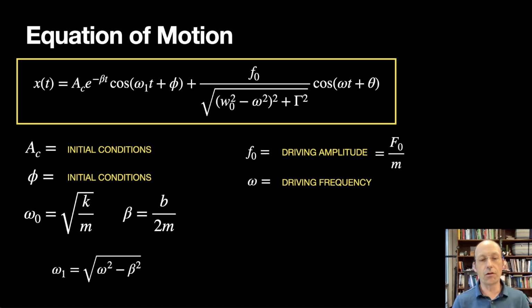I did it again. It should be omega 0. Yeah, it should be omega 0 squared minus beta squared. I did it again. Okay.